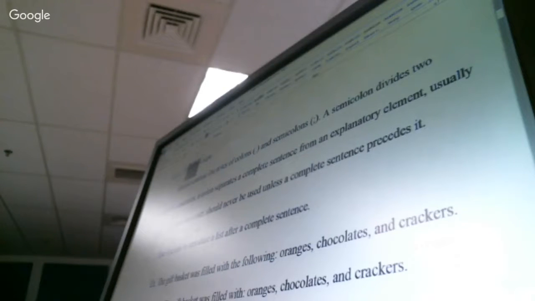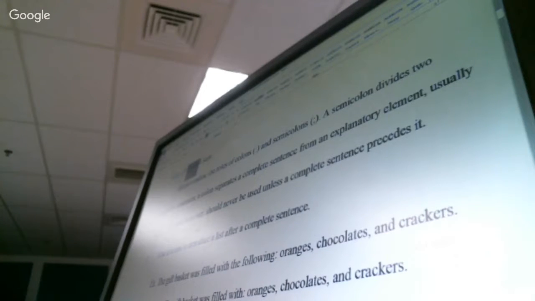Colons now are marks of punctuation that end a sentence, right? So just like a semicolon, a colon is a terminal mark of punctuation. It ends a sentence. What's unique about a colon is that it can introduce anything.